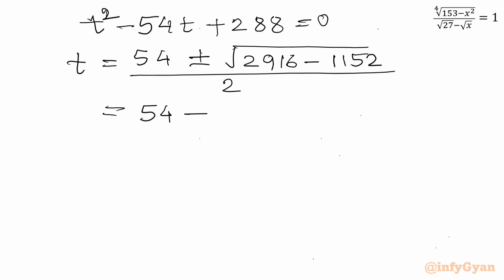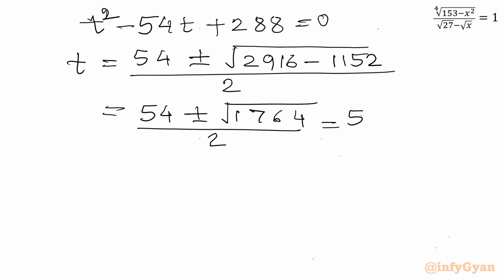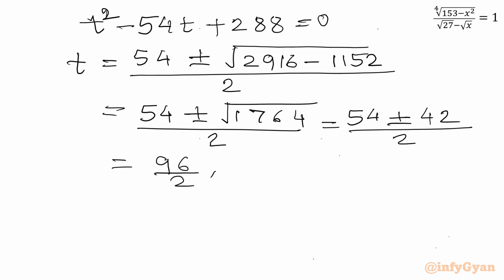Further we can simplify, this value will be 1764 divided by 2, and the square root of 1764 is 42. So I will write plus minus 42 divided by 2. With plus sign, I will be having 96, so 96 over 2. With minus sign, it will be 12 over 2. So we'll have two values, 48 and 6. This is our t. And t was square root xy.